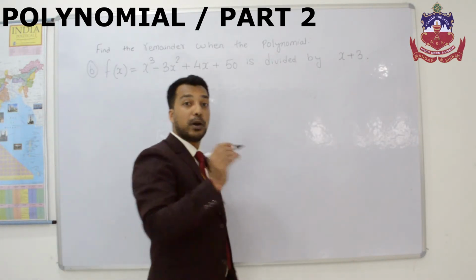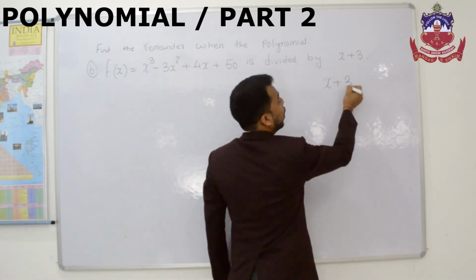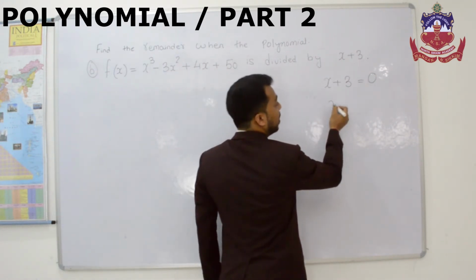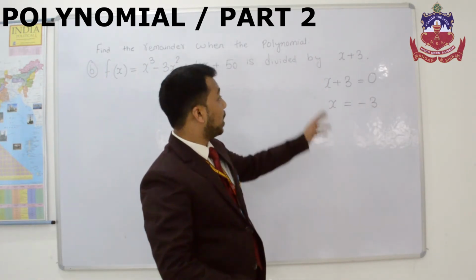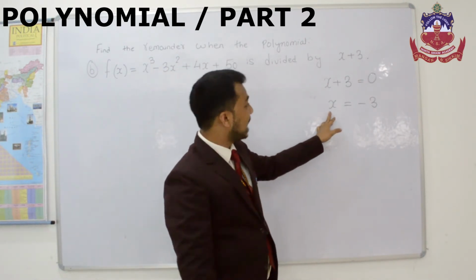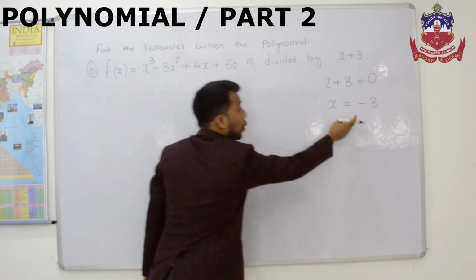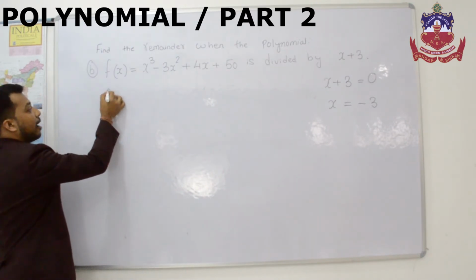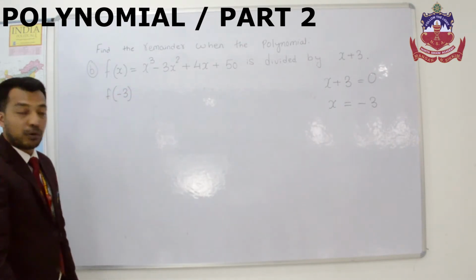The first step is to convert the given smaller expression into an equation, that is equals to 0, and then find the value of the variable by taking the numbers to the other side. When we take the plus 3 to the other side, it becomes minus 3. So the value of the variable, that is x, is minus 3. Now with this value, we will substitute the same into the given polynomial, that is f. Now instead of x, we are going to write its value, that is minus 3.